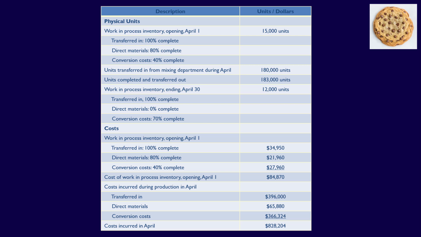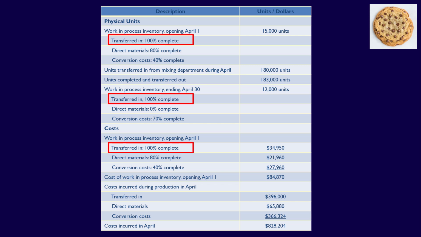Costs incurred during production in April. Transferred in, $396,000. Direct materials, $65,880. Conversion costs, $366,324. Costs incurred in April: $396,000 plus $65,880 plus $366,324 is equal to $828,204. Notice something important. Transferred in units and costs are always 100% complete.